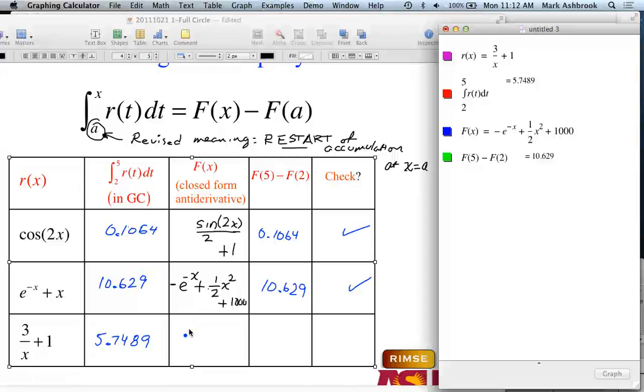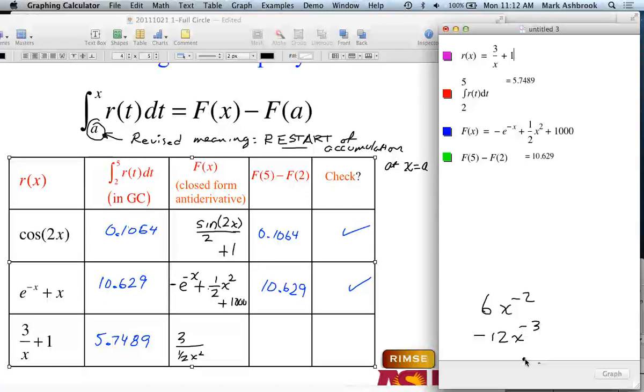Kaylin, how are these coming? I tried 3 over x squared divided by 2, so 1/2. Okay, 3 divided by 1/2 x squared. So let's try that. That's really basically 6x to the minus 2, right? So what's the derivative of 6x to the minus 2? Negative 12x to the negative third.